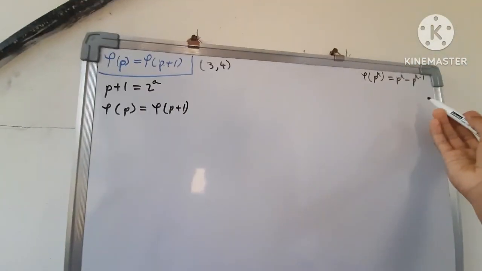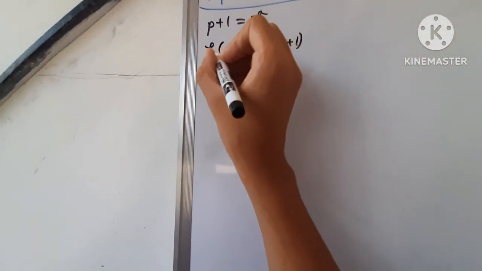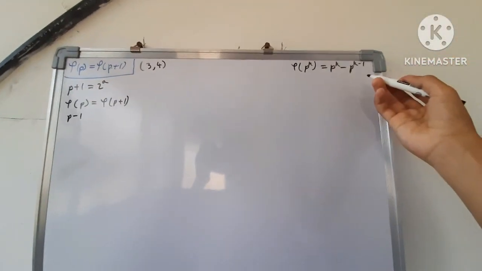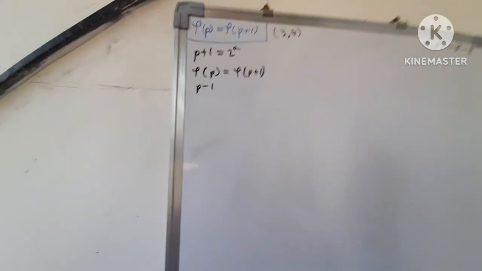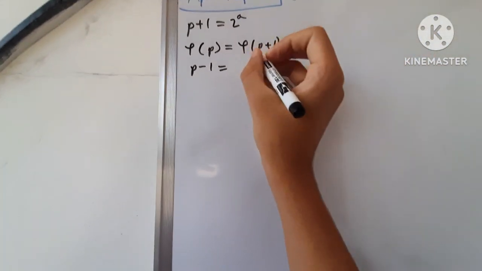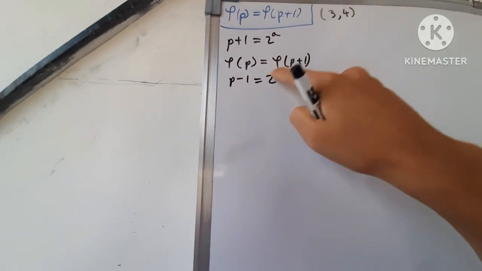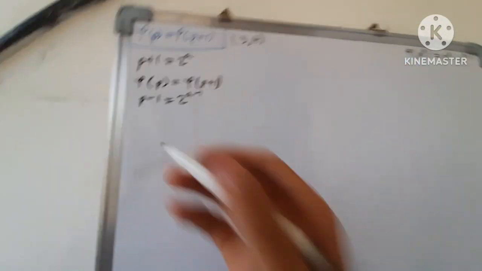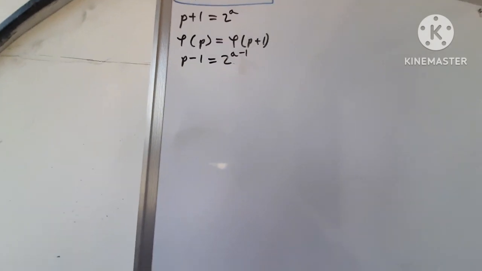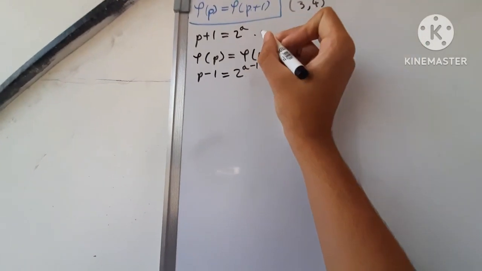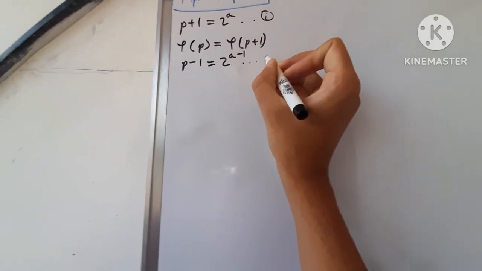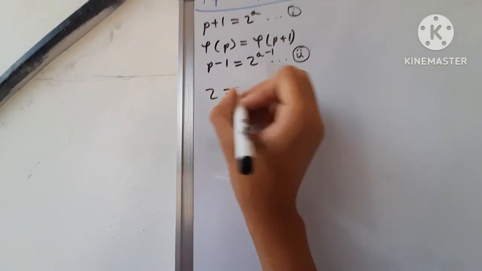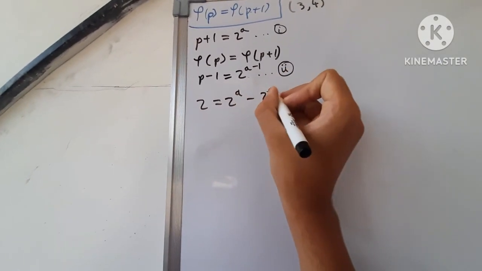Now we can use this formula right here for 2 to the a, and of course phi of p is just p minus 1. Again, that's this formula. And here we get 2 to the a minus 1, you can check that, it's pretty easy. So the two equations we have are these: this is the defining equation and this is the one that we deduced. Now we subtract these two equations and we get 2 is equal to 2 to the a minus 2 to the a minus 1.